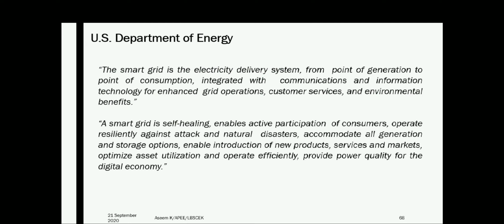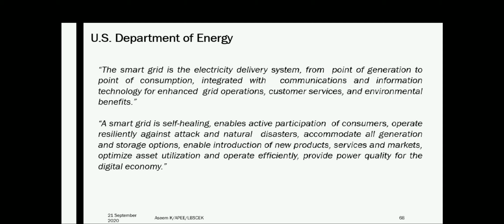Then how does the US Department of Energy define smart grid? A smart grid is the electricity delivery system from point of generation to point of consumption, integrated with communications and information technology for enhanced grid operations, customer services, and environmental benefits. So a smart grid is an electricity delivery system. The very important point in every definition is the integration with communication and information technology. That is the point that converts a grid to a smart grid.